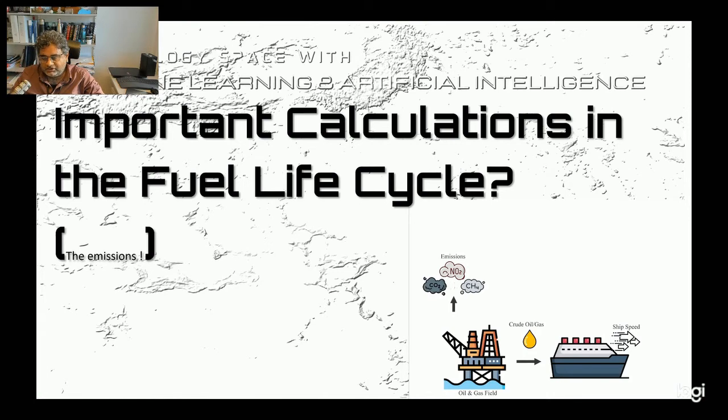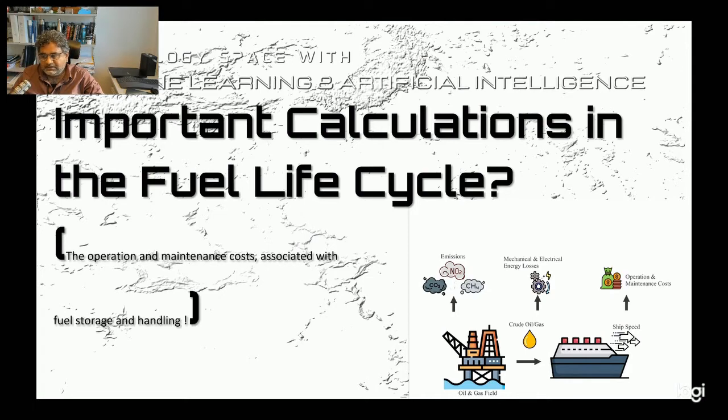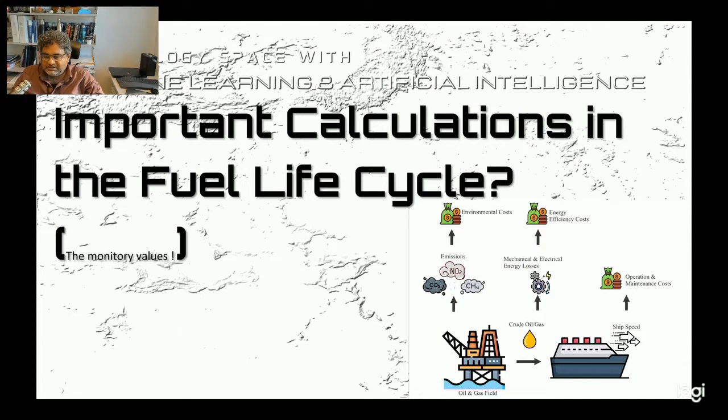There are important factors we should consider when we are doing such a calculation. The first factor is how much emission is being released into the environment. The second is how much mechanical and electrical energy is being lost to the environment due to various losses. And third, the operation and maintenance cost. Here we are referring to the fuel storage and handling facilities and their associated cost as the operation and maintenance cost for this fuel life cycle. Eventually, these emissions and mechanical and electrical energy losses can be quantified into some type of environmental cost as well as energy efficiency cost. Then you can add up all these costs towards the final calculation.